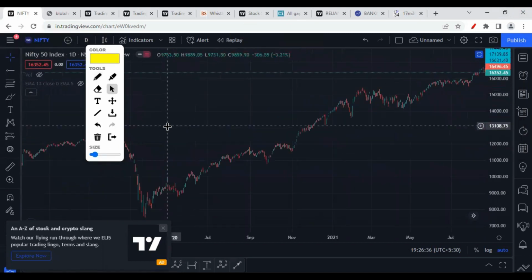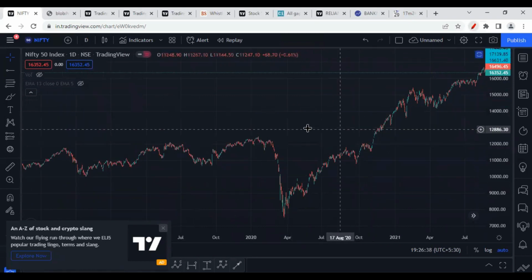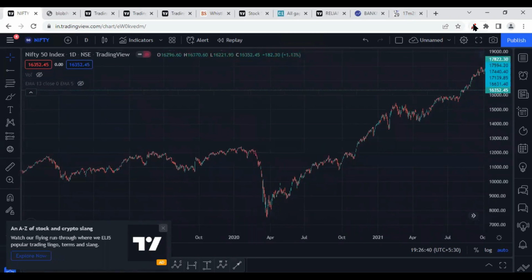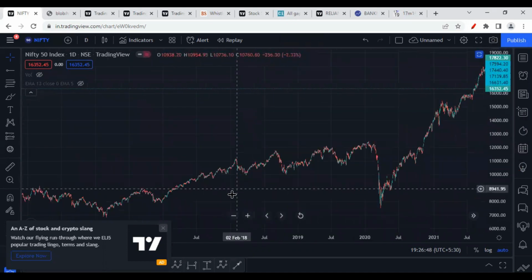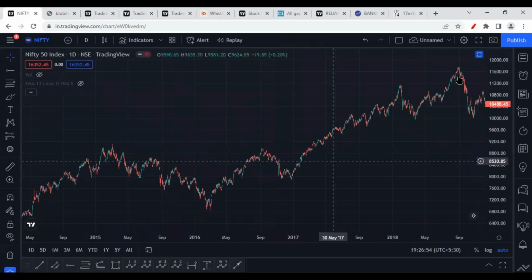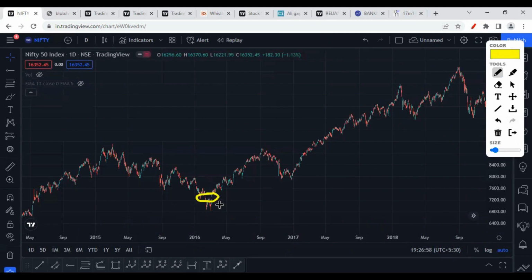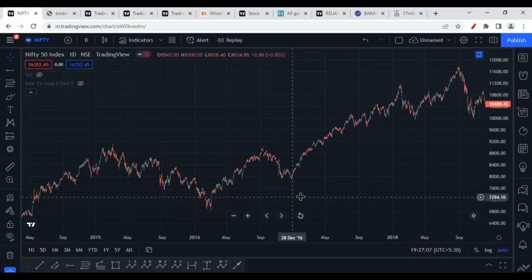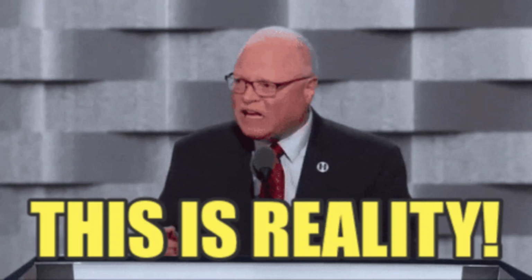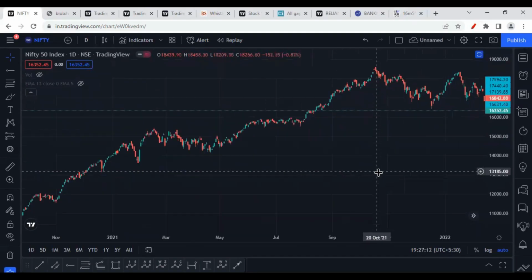For example, during the COVID fall, I used to consider that it will fill the previous gaps, and in this particular fall around this particular area, I used to think that it will go more down and fill this gap here. So there is a gap here, 7,200. I used to consider it will go a little bit more down, fill this gap, and then bounce back from there. But yeah, it didn't happen. It bounced from 7,500. So not all gaps get filled. That's what you need to remember. So that's a basic introduction about the gaps.